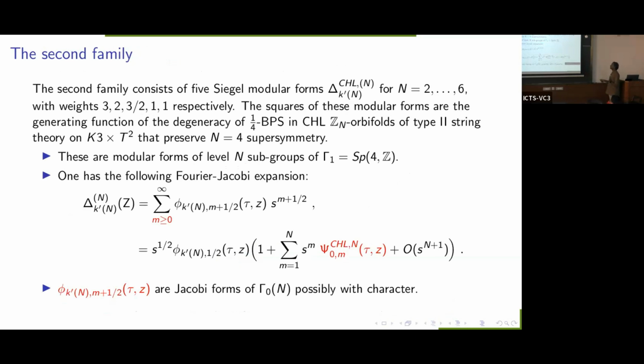And these are now modular forms not of Sp4Z, but of some level n subgroup of Sp4Z. If you look at the same Jacobi expansion, taking s going to 0, the first term will of course be phi k prime half. It's exactly like before, but now you will have Jacobi forms from index 1, 2, 3, and so forth after you pull out this term. We will focus on the first n terms.